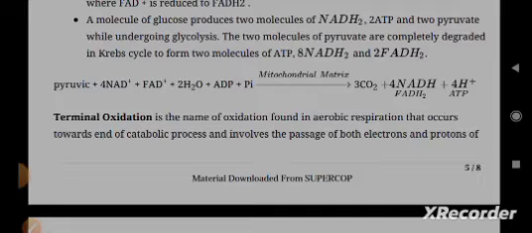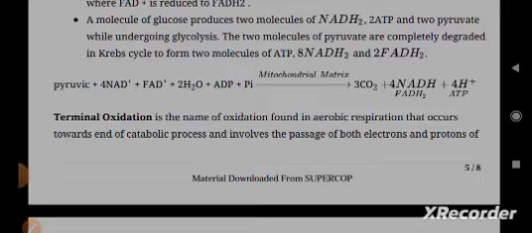The 2 molecules of pyruvate are completely degraded in the Krebs cycle to form 2 molecules of ATP, 8 NADH2 and 2 FADH2. Pyruvic acid plus 4 NAD+ plus FAD plus 2H2O plus ADP plus Pi, in the presence of the mitochondrial matrix, gives 3CO2 plus 4 NADH plus FADH2 plus 4H+ plus ATP.